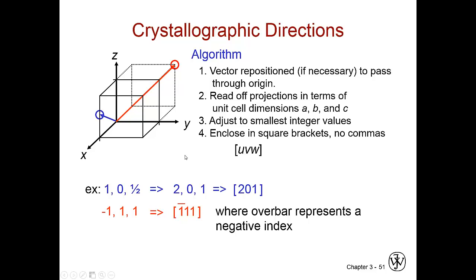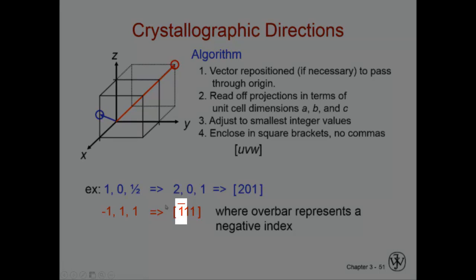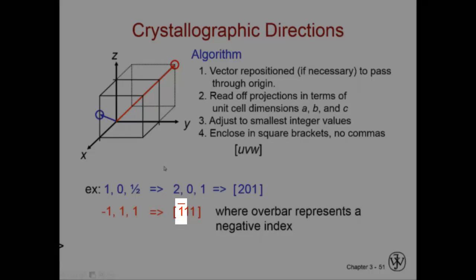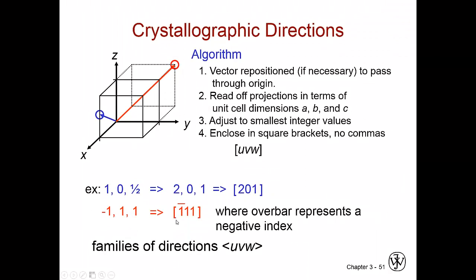And then we put it into the brackets, and instead of putting a -1 here, we put a 1 with an overbar. So we call that the [1 bar 1 1] direction. If we have something else, for example, we found the [2 bar 2 2] direction, that would actually be part of the same family of directions as the [1 bar 1 1]. It would be essentially the same direction as [1 bar 1 1].